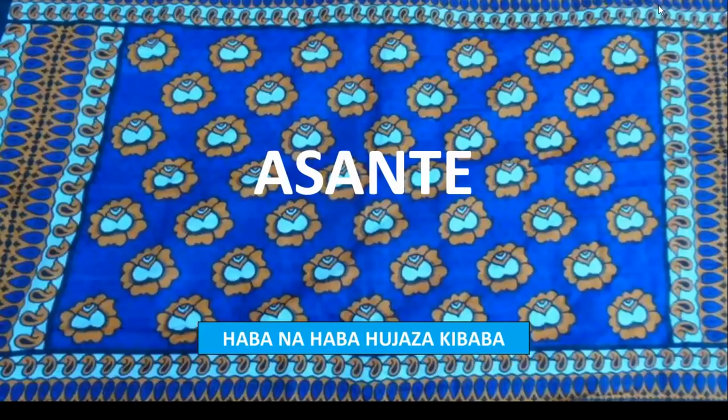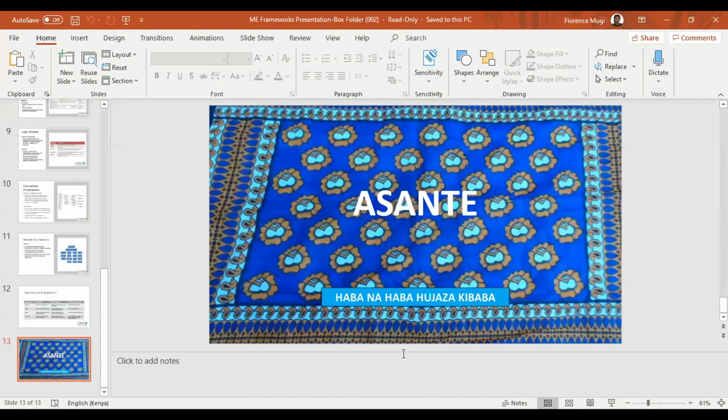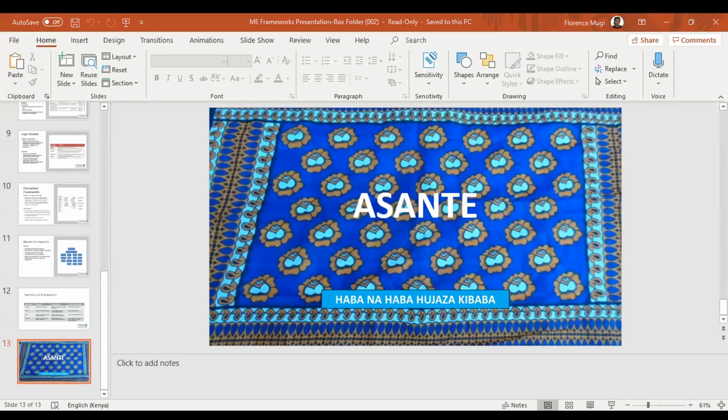And finally, I picked this saying. It's in Kiswahili. It says, "Haba na haba hujaza kibaba." So basically, in English, that means small things, when you combine them together, they make up big things. So all these inputs, processes, outputs, and outcomes lead to the ultimate impact for projects.